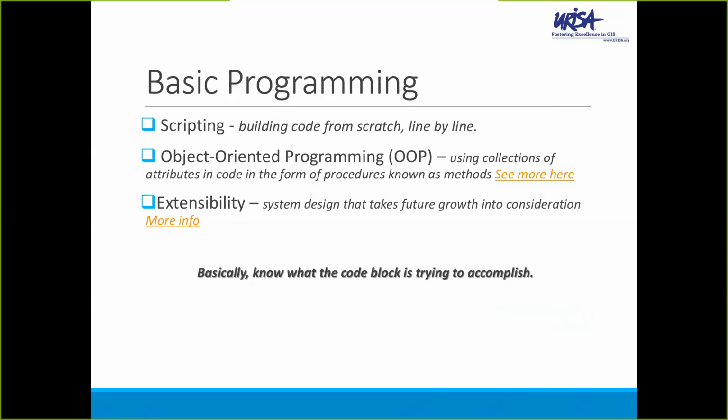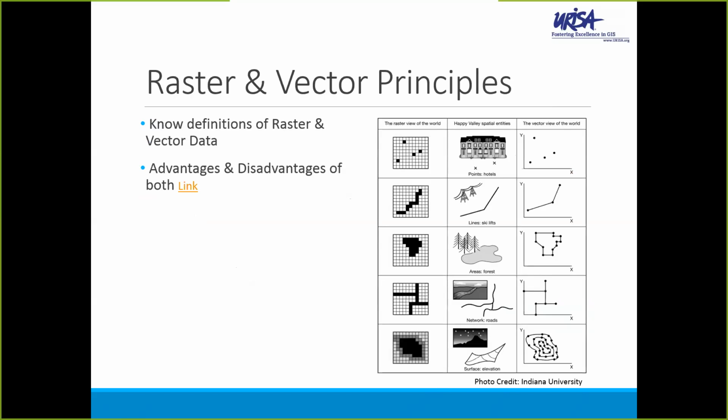So object-oriented programming uses collections of attributes in code in the form of procedures known as methods. Extensibility, this is a design that takes future growth into consideration. So with extensibility, when you're building it, you want to make sure that you can build upon it for future additions of data or functionalities that you see that your organization may need to incorporate. Keep an open mind. All right.